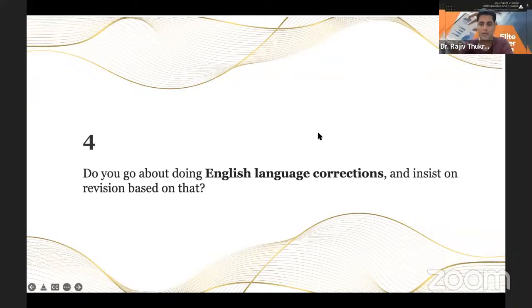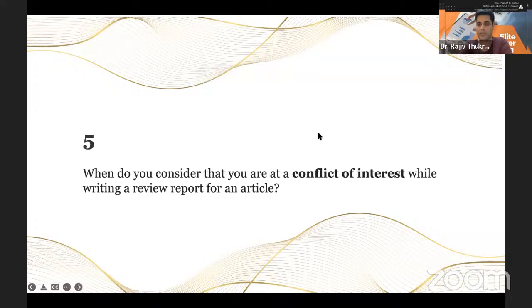Okay, since we are running short of time, this is your last question, and then there are going to be some really quick ones. What really constitutes a conflict of interest, especially when you're a reviewer? I mean, you're not really writing the article, but you're still at a conflict of interest. So when do you consider yourself to be at a conflict of interest? You start, Paula.